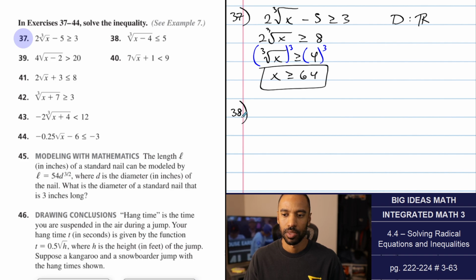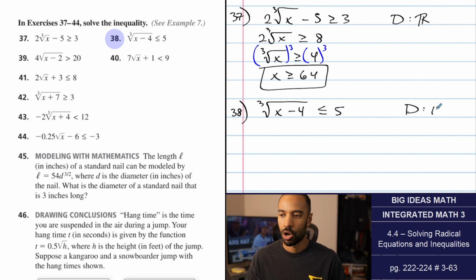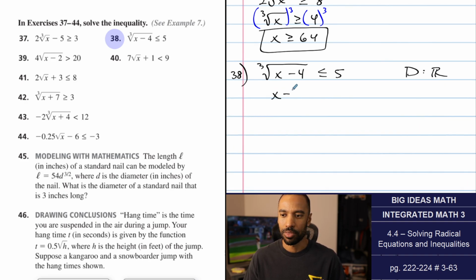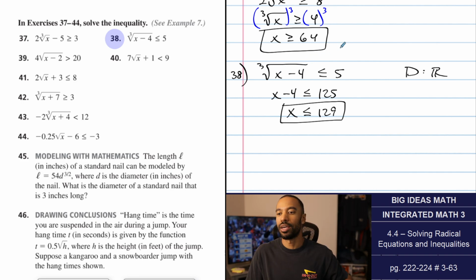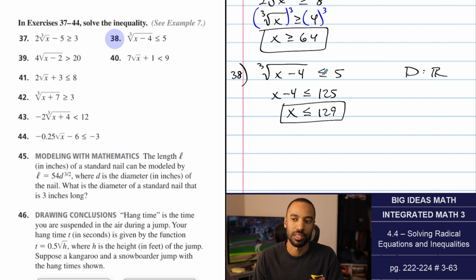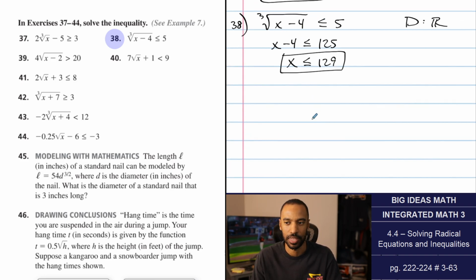No restrictions. Number 38 is also a cube root, so we should have an all real number domain here. No issues there. So we're going to get cube root of x minus 4 is less than or equal to 5. Again, all real number domain. Let's cube both sides right now. That'll say x minus 4 is less than or equal to 125. That's 5 cubed. So x is less than or equal to 129. Now, this isn't a set that I'm really going to be looking to double check. But if you plug in numbers that are more than 129, suddenly they won't be less than 5. I think that's kind of the issue.